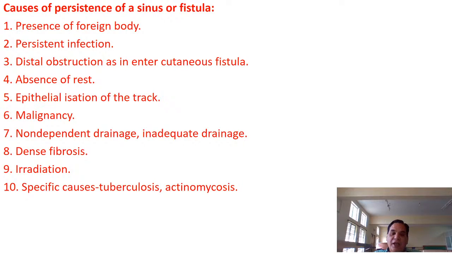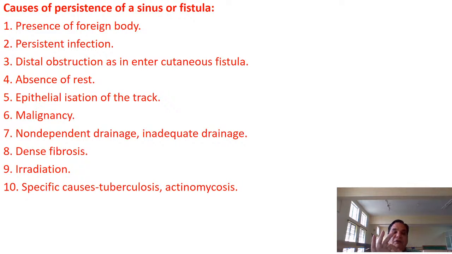In general surgery, non-dependent drainage. Remember, we always talk of dependent drainage. In non-dependent drainage, the tract becomes curved and it takes a longer time. That is why it will also epithelialize, and this is going to be inadequate drainage and a continuous fistula.